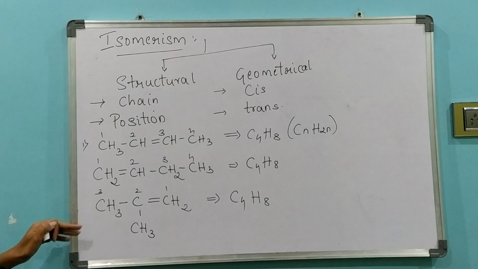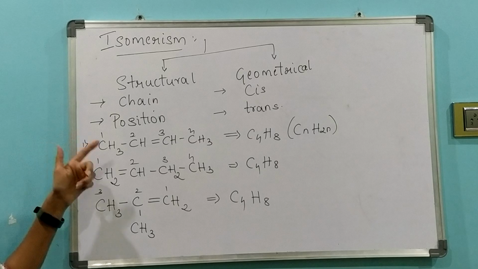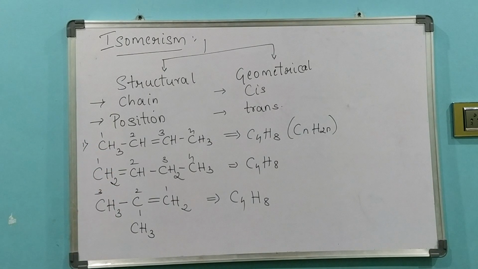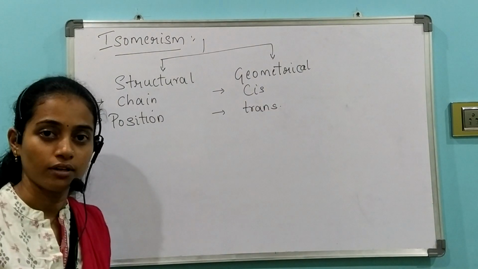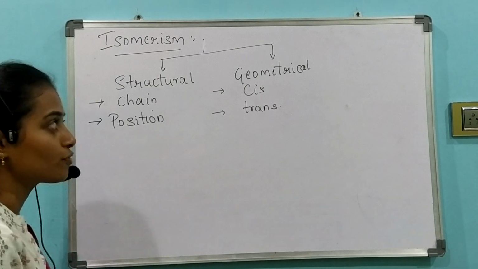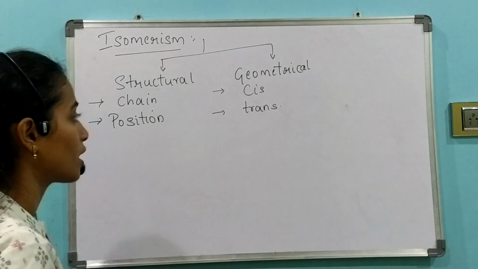So this is an example for chain isomers and position isomers. Then what about geometrical isomers? Let us take an example for that. The same example. Here we'll take again butene and try to arrange it in cis and trans isomer. So what are geometrical isomers? Geometrical isomers have a different spatial arrangement of the atoms across the carbon-carbon double bond.